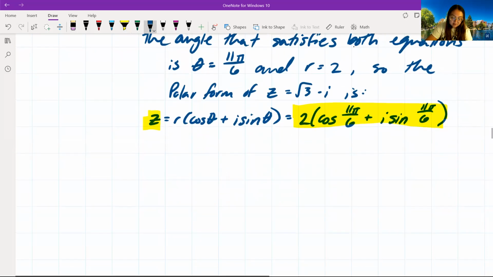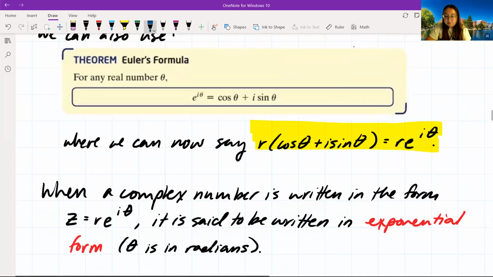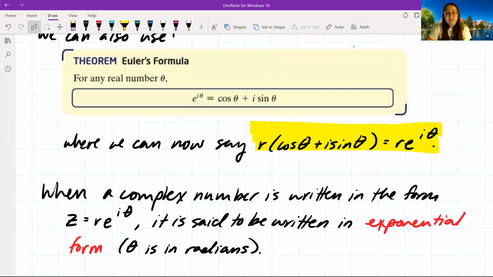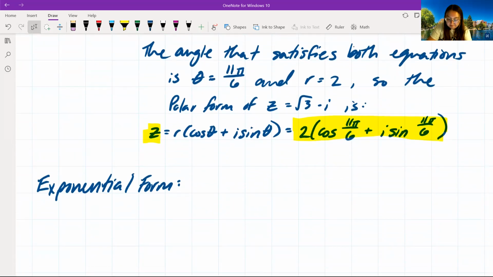Now we'll write our answer in exponential form. We already have our polar form, so it's that much easier to write out our exponential form, since we are essentially just replacing cosine of theta plus i times sine of theta with e to the power of i times theta. So our exponential form is going to be 2 times e to the power of i times 11 pi over 6. So in problems like these, it's very helpful to solve for your polar form first, because then you can really easily switch that over to your exponential form.